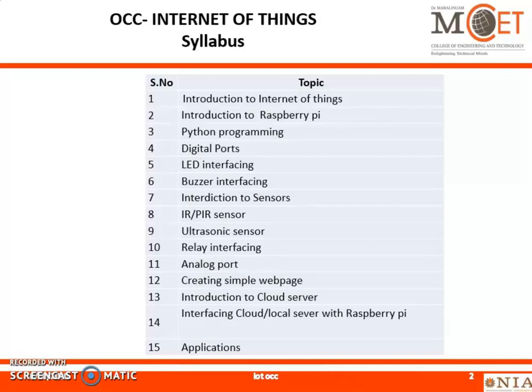So these are all the syllabus content that we are going to discuss in this course. So introduction to Internet of Things, introduction to Raspberry Pi, Python programming, digital boards, LED interfacing, and up to applications. So at the end of the course, you will definitely have a basic knowledge about these 15 things.